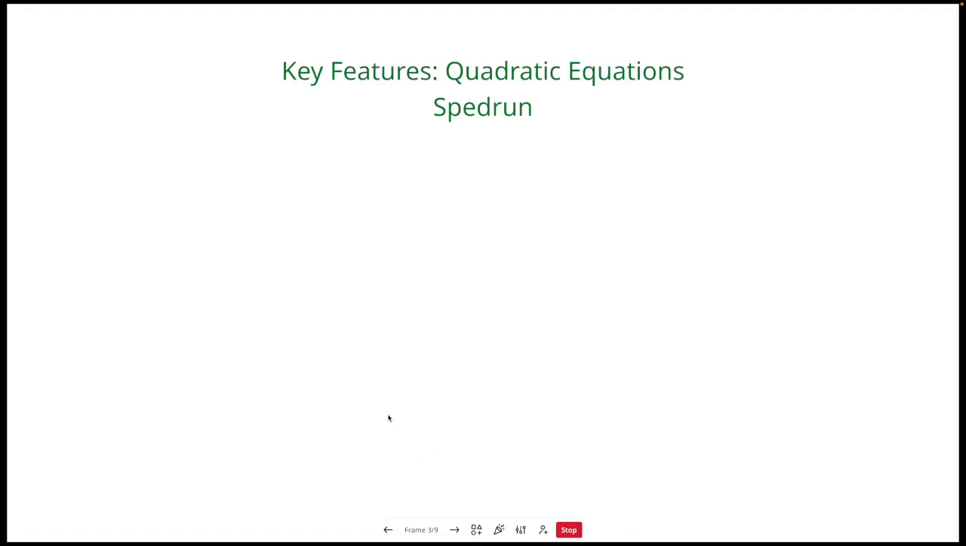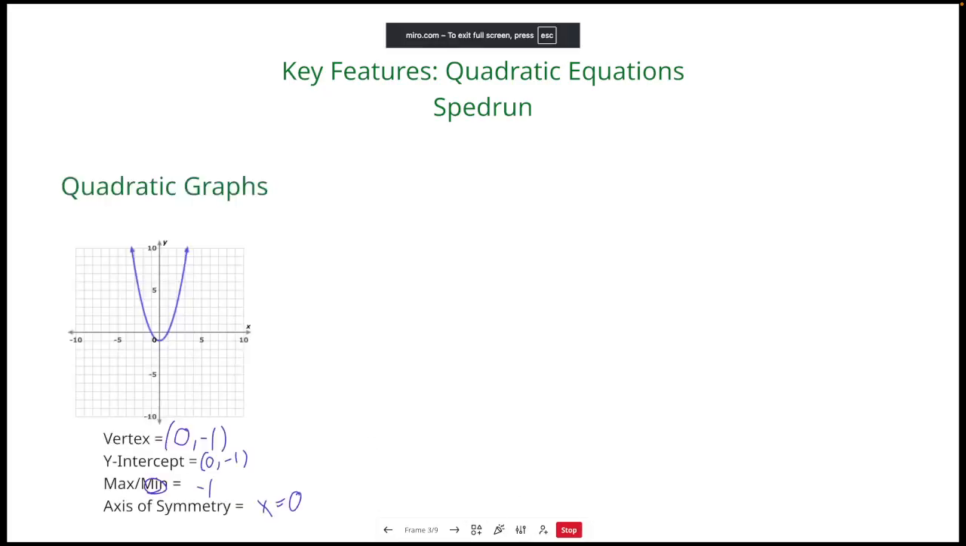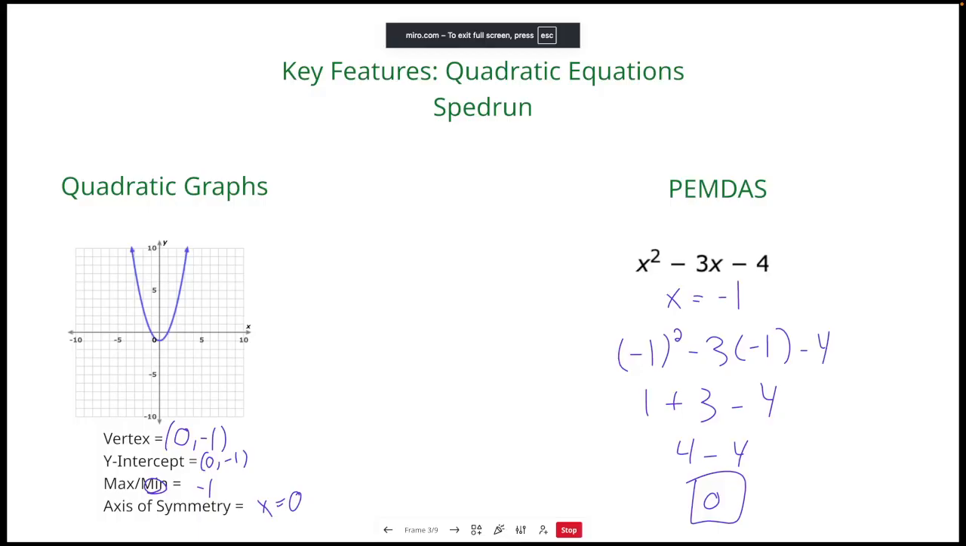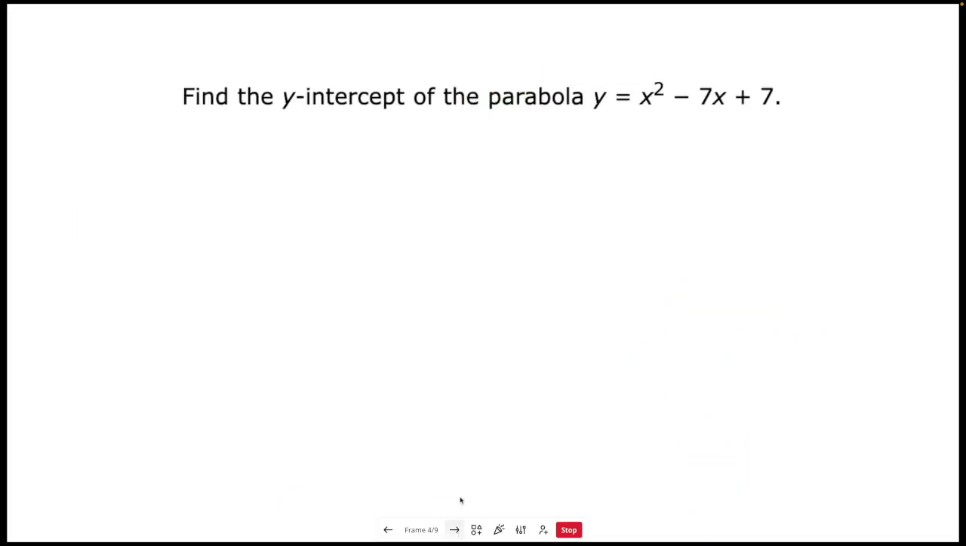All right, here's your 30-second review of what you have to know before you attempt this lesson. You should already be familiar with quadratic graphs and the terminology, vocabulary like vertex, y-intercept, maximum, minimum, axis of symmetry. And secondly, you should know about PEMDAS and how to substitute values in and calculate order of operations. If you don't know how to do these two things, quadratic graphs and PEMDAS, please go watch the refresher videos that I'll link in the description below. Do not attempt this lesson without knowing how to do those two things. All right, here we go.